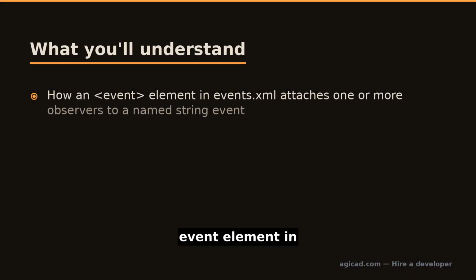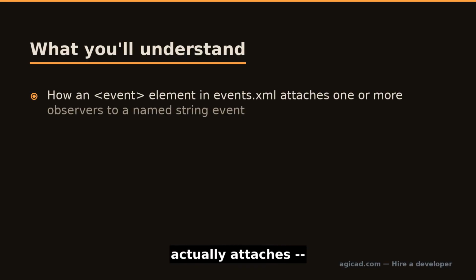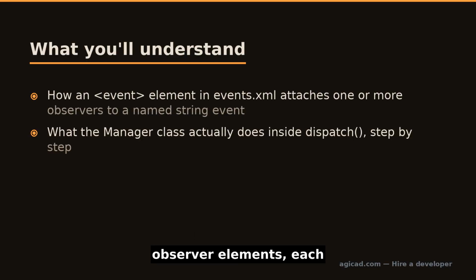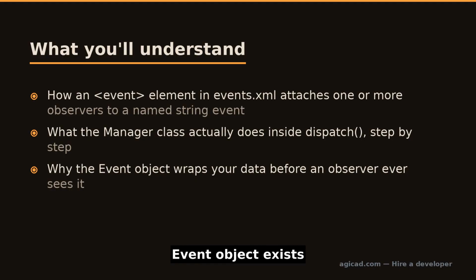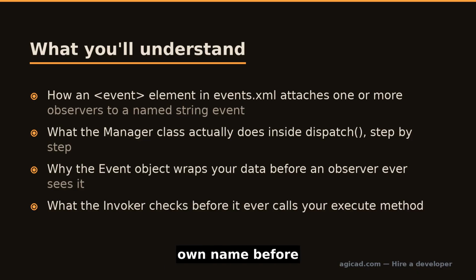What an event element in events.xml actually attaches: one or more observer elements, each naming a class, to a plain string event name, not a class or interface. What the manager class's dispatch method actually does, line by line, when that string event name fires. Why the event object exists at all. It wraps your dispatched data and carries the event's own name before any observer sees it.